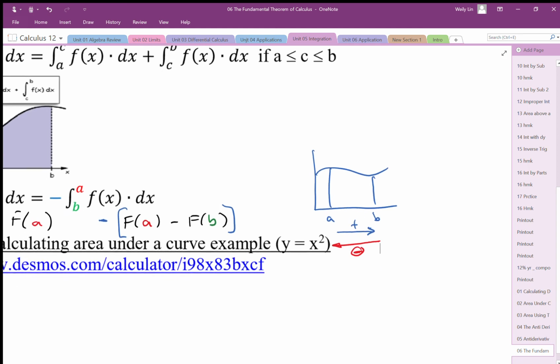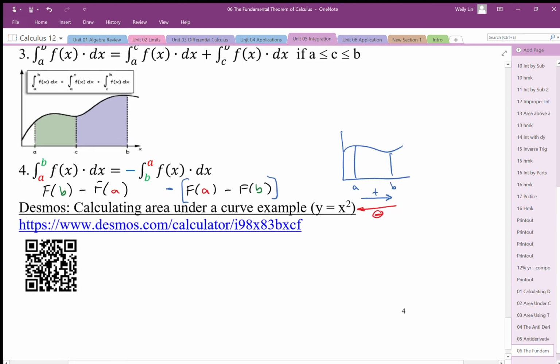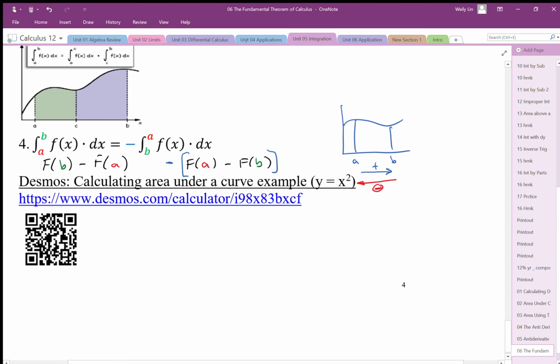Okay, so we're not going to get into that too much right now, but that will show up a little bit later on. I've also added a link here, so try out that link with the Desmos app, and it'll give you a good idea to help visualize what's happening when we're talking about areas under curves.